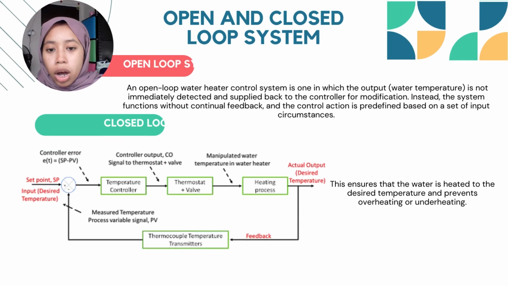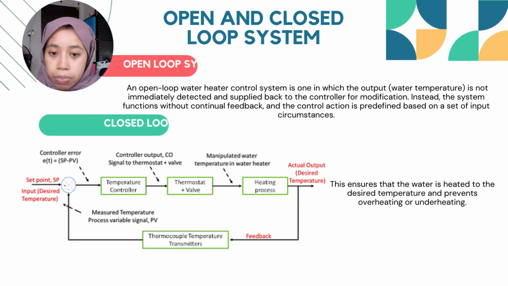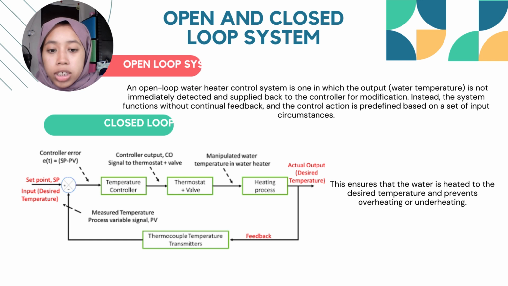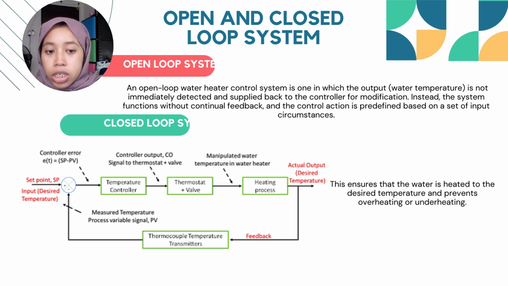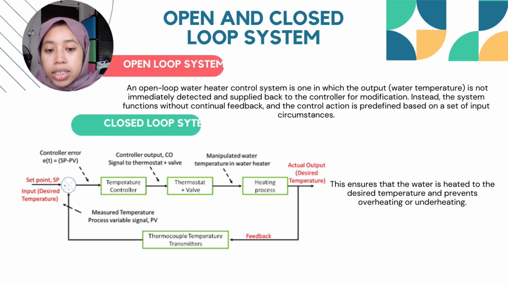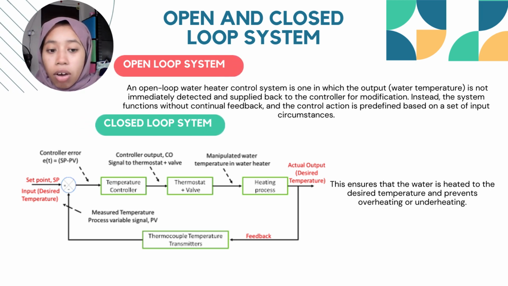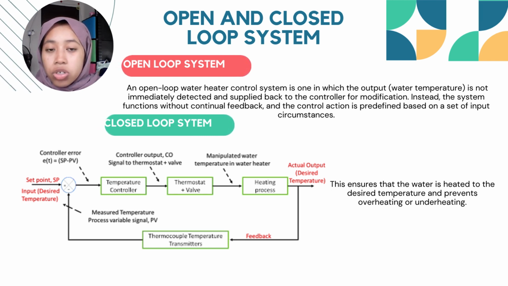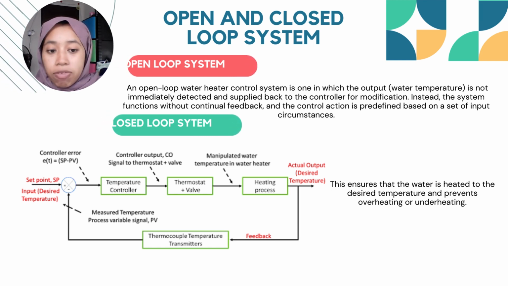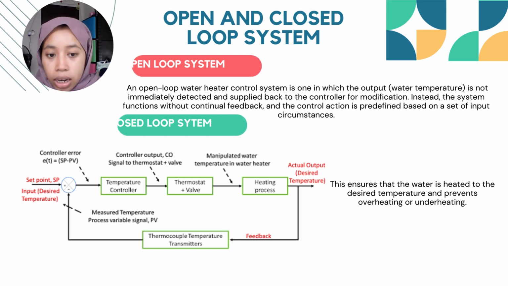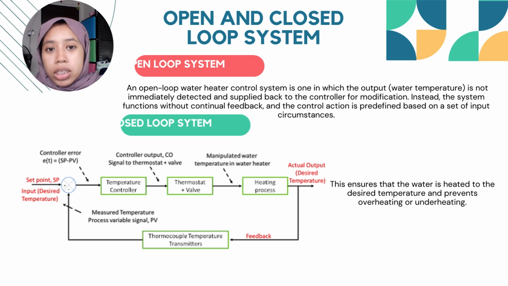Here we have a two-loop system, which is an open loop system and a closed loop system. An open loop water heater controller system is one in which the output, which is the water temperature, is not immediately detected and fed back to the controller for modification. Instead, the system functions without continual feedback, and the control action is predefined based on a set of input circumstances. So an open loop system is not suitable for this system. That's why we choose a closed loop system.